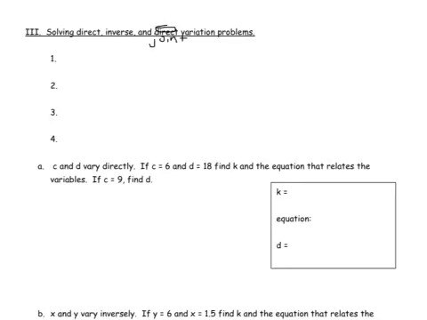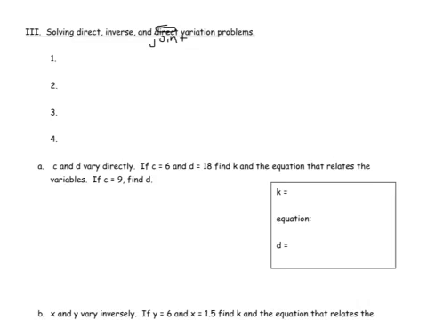Going to ask you for direct, inverse, and joint variation problems. So you can see a little typo on your note sheet. For each of these problems, I'm going to ask you to clearly label 4 steps. If you do it this way, you will make fewer mistakes and you will earn all of your points. If you skip any one of these steps, that's when you start getting into trouble.